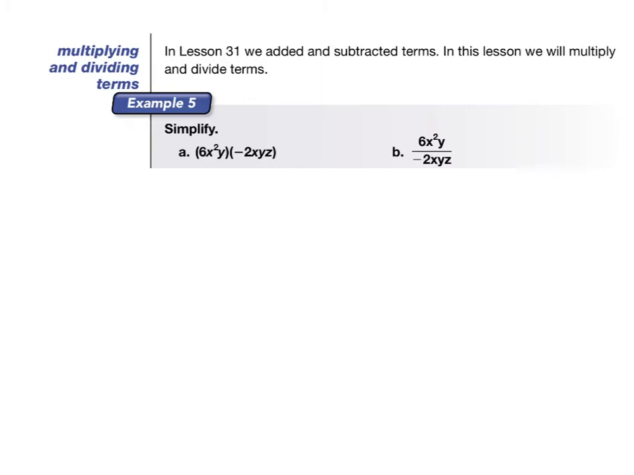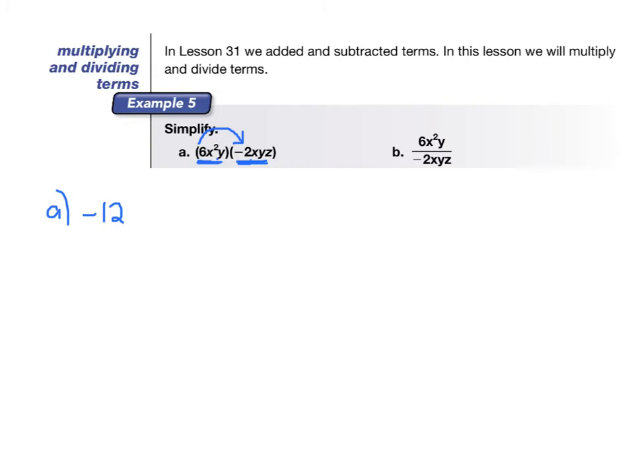And here we have 6x squared y in parentheses, and I'm going to multiply that by negative 2xyz. So the way I'm going to do that is I'm going to take the two numbers and multiply those together. So I do 6 times negative 2. Well, positive times a negative, that's negative 12. Then we're going to have to remember our rules of exponents here, because we're going to multiply the x's together, and then we're going to multiply the y's together.